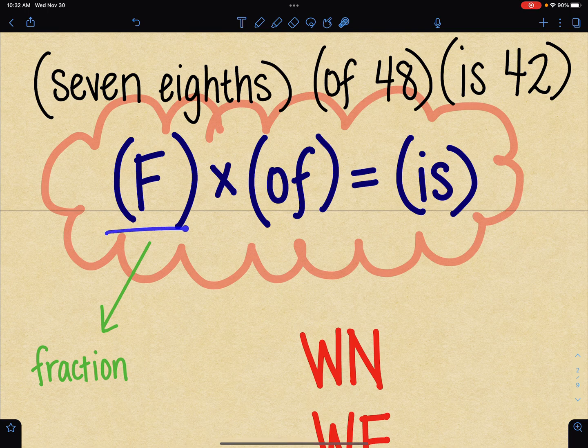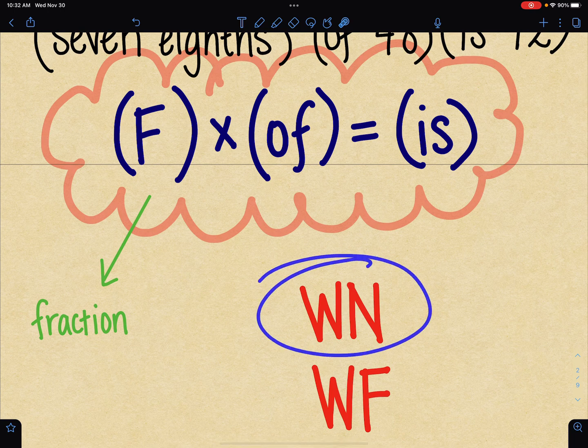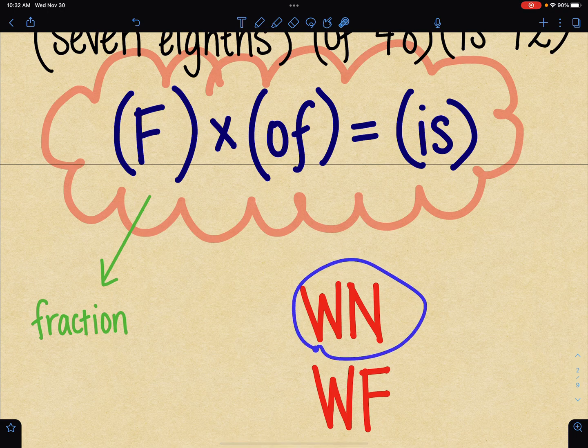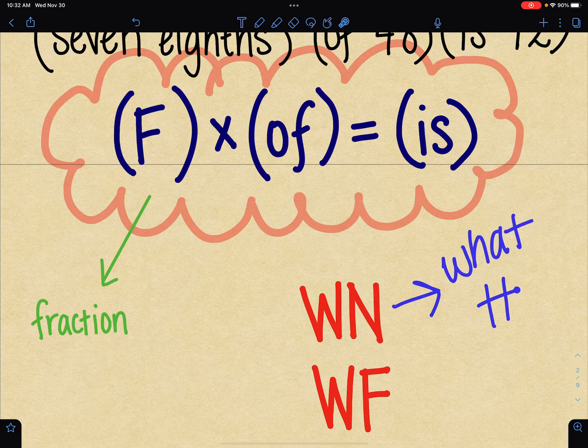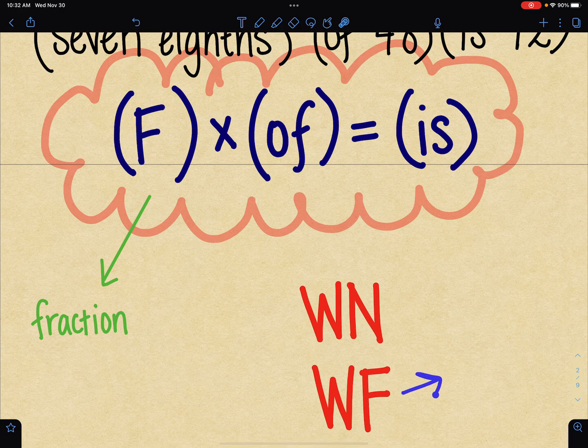But the F stands for fraction. So that's what that is. The words of and is are sort of parts of that statement that we used in the previous example. And we're also going to use some other variables like this. Okay, so when we write it as an equation, we're going to use some of these variables. So Wn is going to mean what number. Okay, Wf is going to mean what fraction.